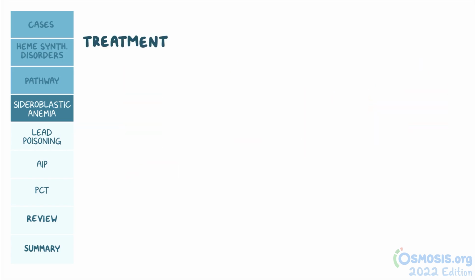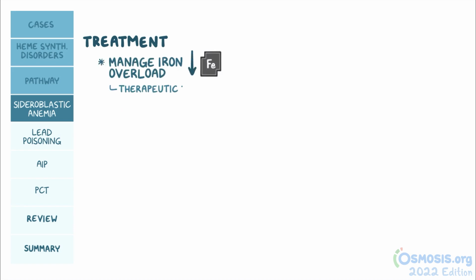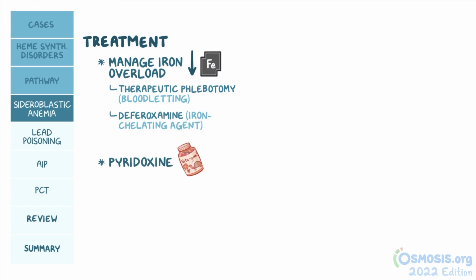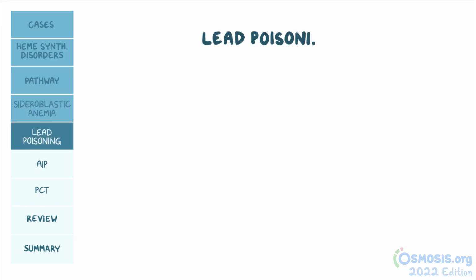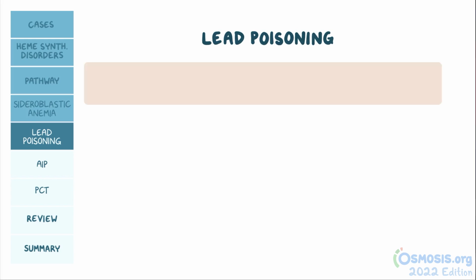Alright, now treatment of sideroblastic anemia involves managing iron overload with therapeutic phlebotomy or bloodletting, as well as deferoxamine, an iron chelating agent. In addition, pyridoxine supplementation can also be useful. Finally, severe cases may require a bone marrow or liver transplant. Now, another cause of acquired sideroblastic anemia is lead poisoning. However, what's important for you to know is that lead inhibits both ALA dehydratase and ferrochelatase.